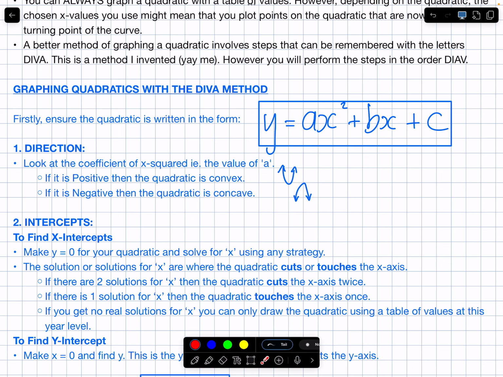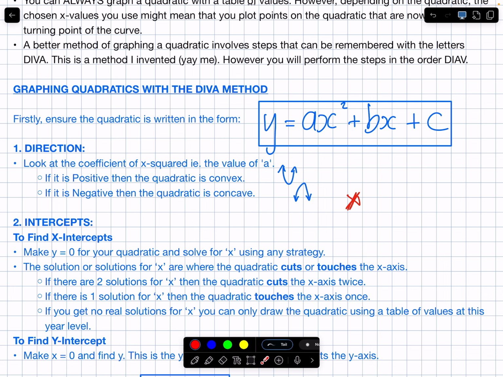So I'll stop here to give you time to write. What does D stand for? In DIVA, it's direction. So if you look at the coefficient of x squared, so the number in front of x squared, if the value of that is positive, the quadratic will curve like that. It'll scoop down like a U shape. If it's negative, then the quadratic is concave.